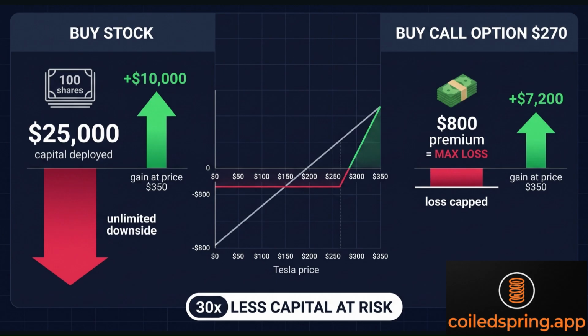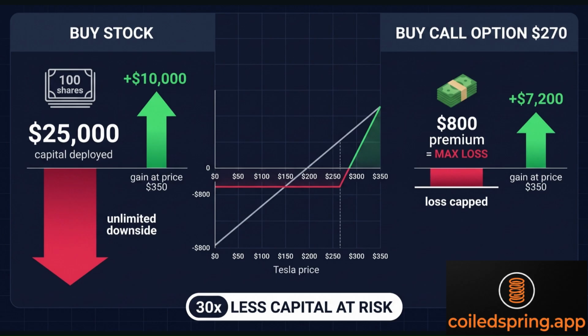Let's see what happens to both positions. The stock position gained $100 per share on 100 shares. That's $10,000 profit. The call option gained approximately $7,200. Slightly less, yes, because the option was bought slightly out of the money and the premium cost is factored in. So the stock made $10,000 and the option made $7,200. Similar P&L direction. But here's what changes everything.